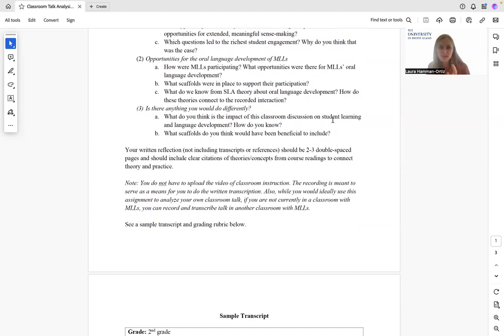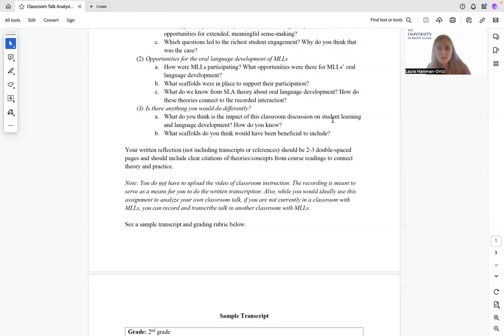And this is the section where I really want to see strong connections between SLA theory, second language acquisition theory, around oral language development and what you saw. So it's a chance to apply what you're seeing in real time in your own classroom or in the classroom where you're doing the observation.